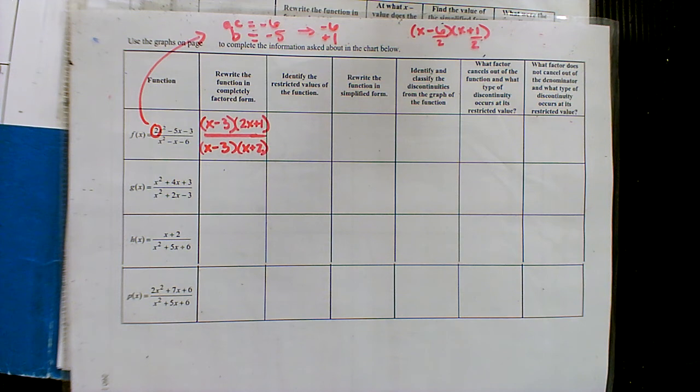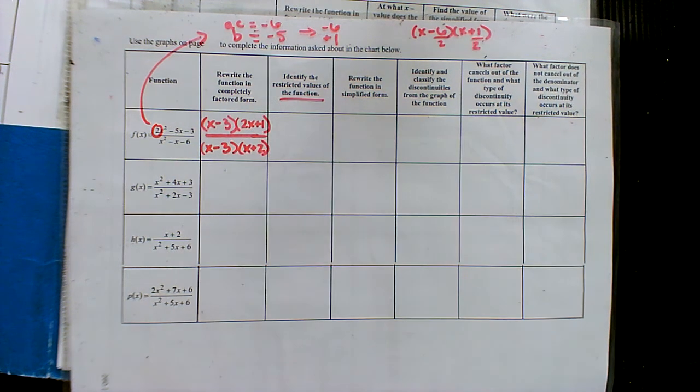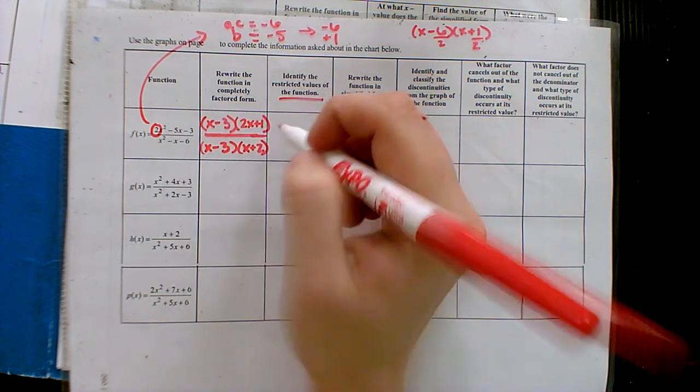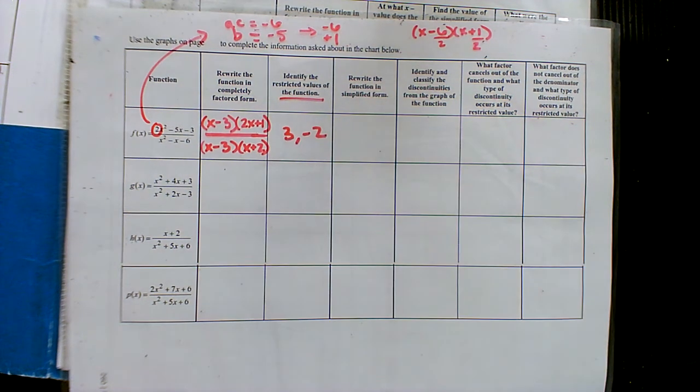Now, based off of those factors, can we find some restricted values? Can we find a location of either a hole or a vertical asymptote? Just an undefined location in general? Can we find a number or 2 that wouldn't work in that fraction? Good, Lizzie? 3, -2, good. Numbers that make the bottom 0.